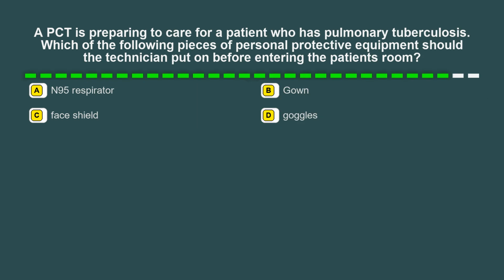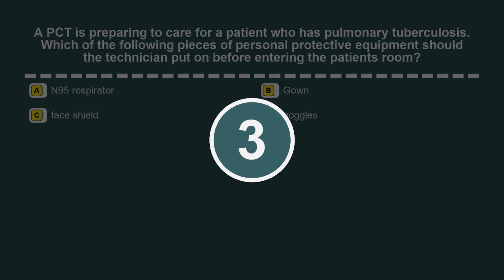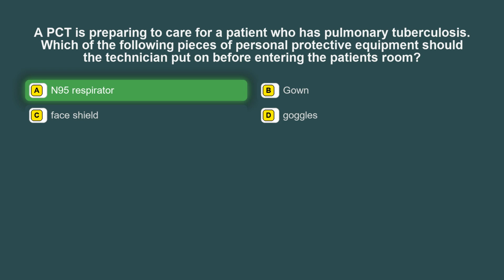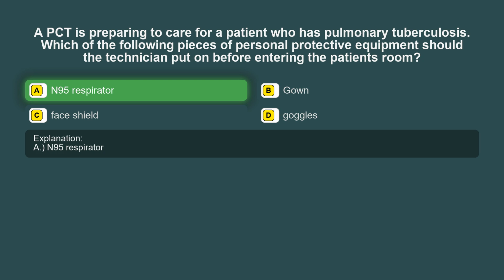Question 13. A PCT is preparing to care for a patient who has pulmonary tuberculosis. Which of the following pieces of personal protective equipment should the technician put on before entering the patient's room? Option A, N95 respirator. Option B, gown. Option C, face shield. Option D, goggles. The correct answer is option A, N95 respirator.